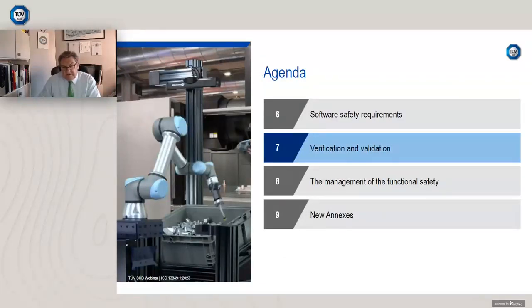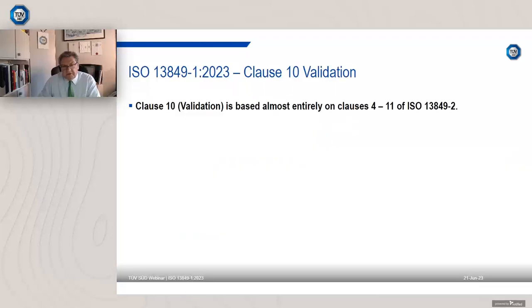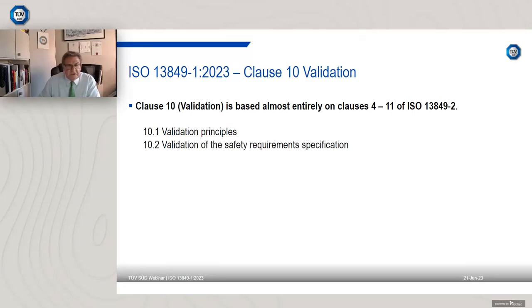Clause 10 is this completely new clause in 3849 Part 1, but it is based almost entirely on clauses 4 to 11 of 3849 Part 2. There has been some restructuring, a little bit of restructuring, so it's not just a copy and paste. But 10.1 is the principles of validation. 10.2 is saying we need to validate the safety requirement specification. That's supporting what it now says in clause 5, of course.